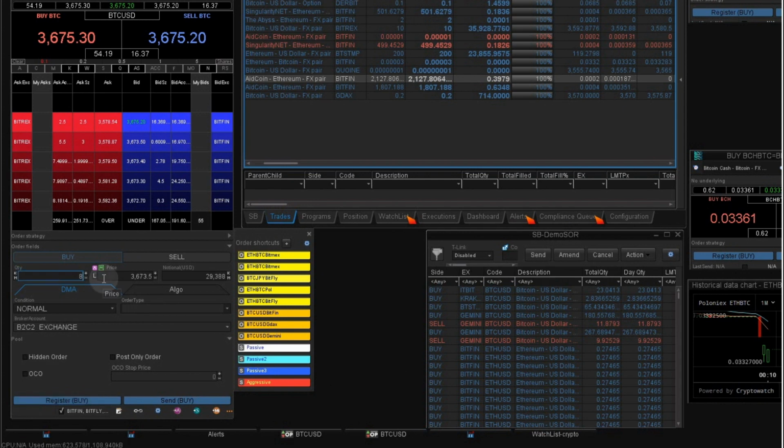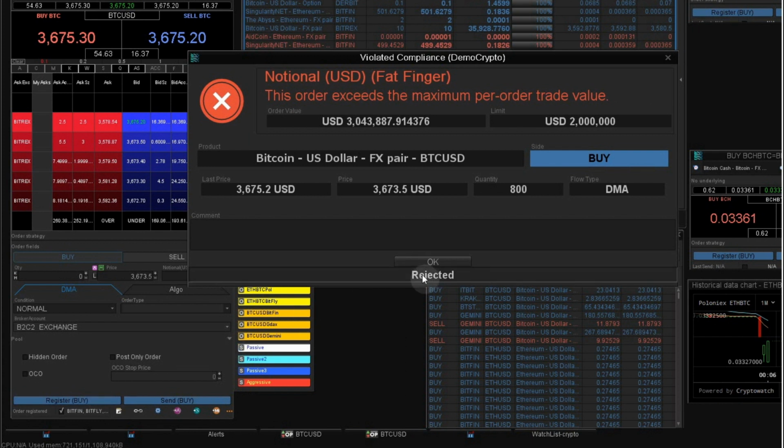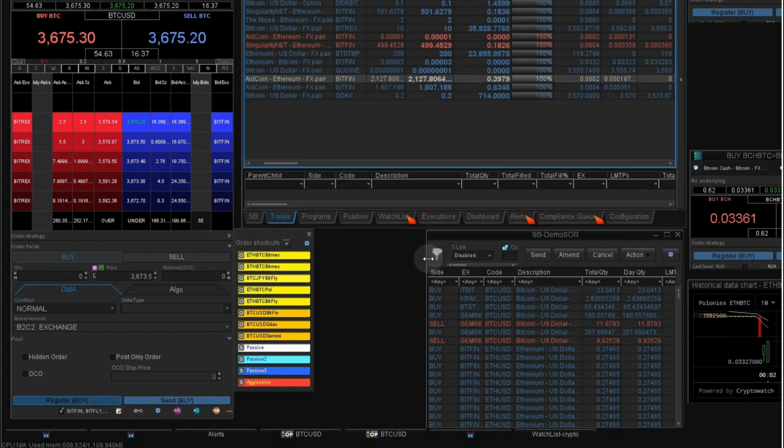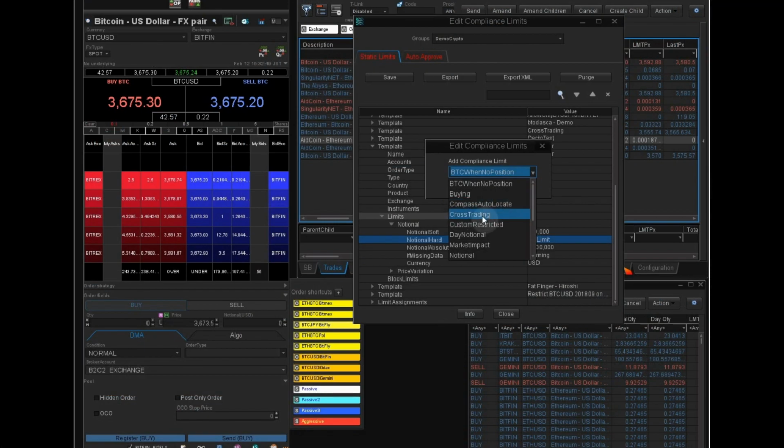The third level is an absolute limit, which won't let me send the order, no matter what. There are multiple limits that can be added, such as cross-trading, notional-based limits, price-based limits, or restricted trading lists.